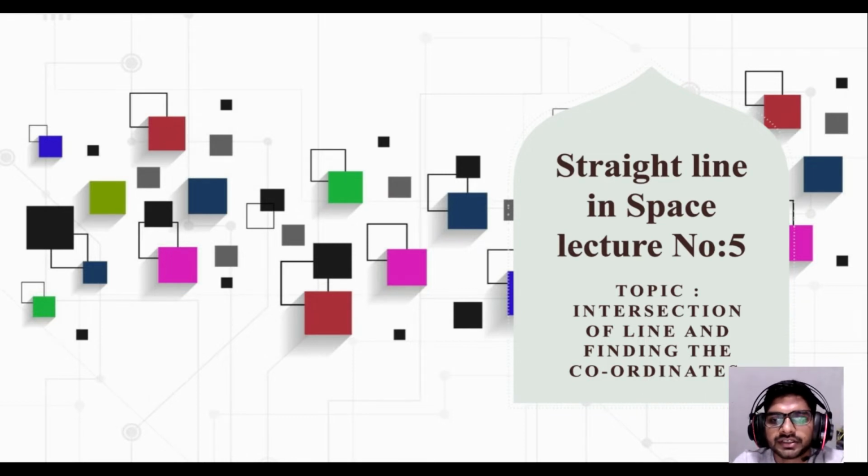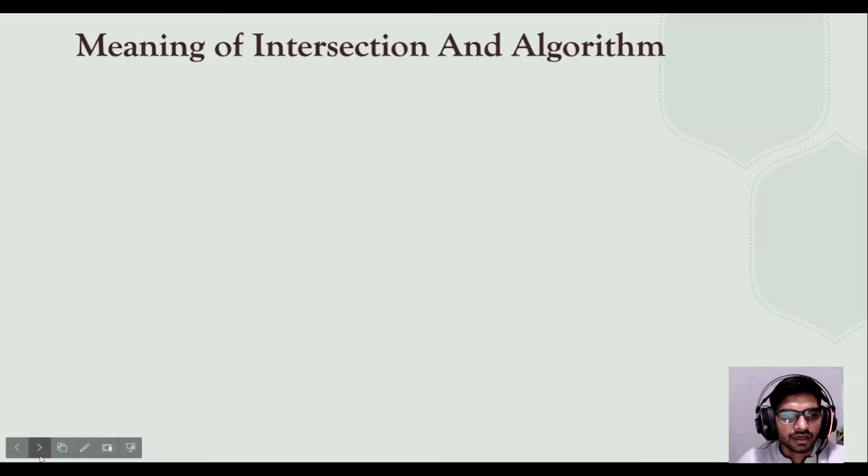Today I'm going to teach you about the straight line in space, lecture number 5. Our topic is the intersection of lines and finding the coordinates of the point of intersection. So how do we do that? What algorithm are we going to use to find the intersection?